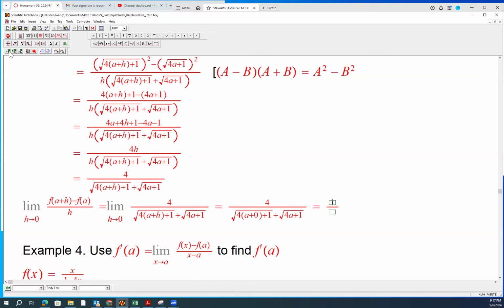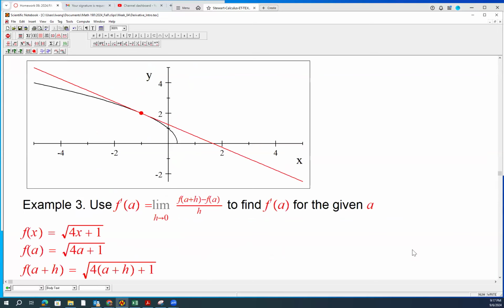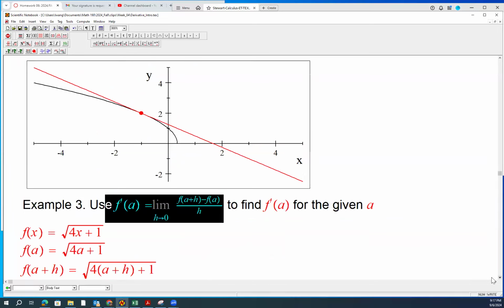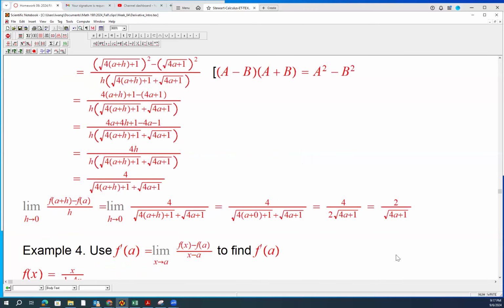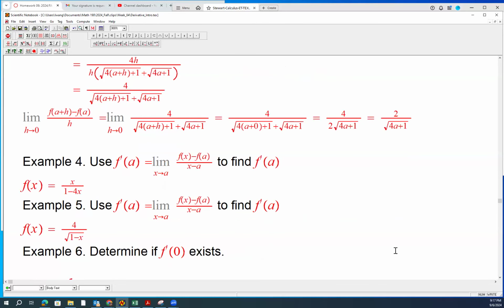The top is 4. The bottom, you can see this is just a, so 4a. So we have 2 of that. So we have 2 times the root of 4a plus 1. So if we reduce it, we're going to have 2 over the root of 4a plus 1. That's it. And we found it, and that's the derivative. Okay, you can see algebraic skill is very, very important here.